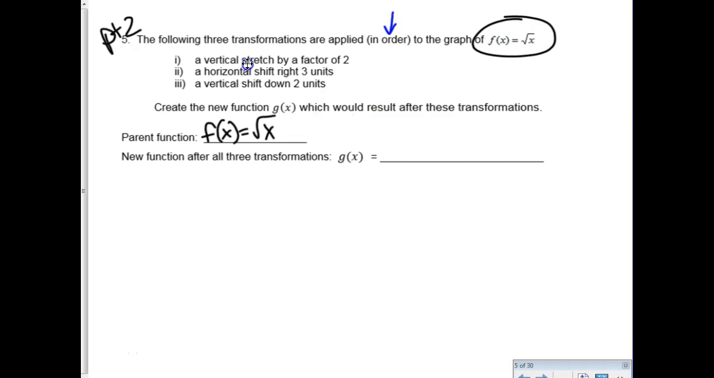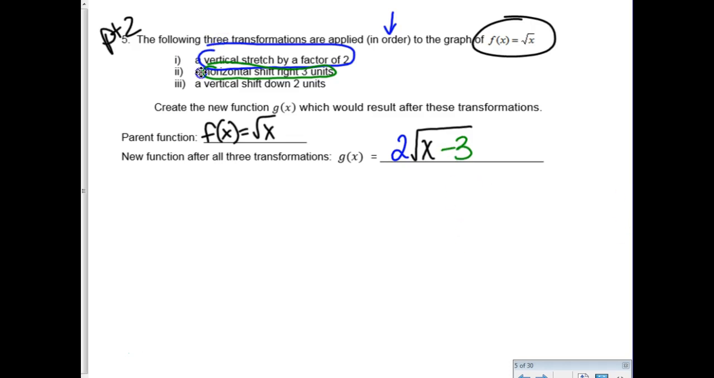So a vertical stretch of a factor of 2. Vertical stretches happen outside of your function. So the 2, this guy right here, the vertical stretch of a factor of 2, will be outside of the square root. And then there's a horizontal shift of right 3 units. So a horizontal shift happens inside with the x, and it kind of has a built-in negative, so it's opposite, right? So right 3 units would look like that.